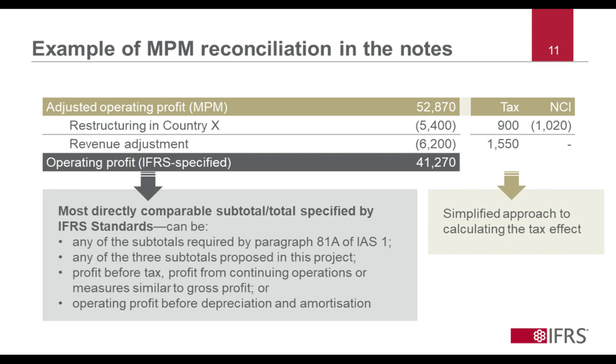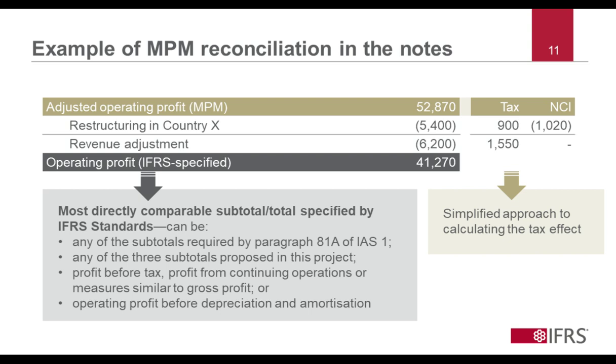Now, this method would provide users with a reasonable estimate of the income tax effect, making it clear when the tax effect of an adjustment is materially different to the effect that would be calculated applying the entity's effective tax rate. This is an approach similar to the approach for determining the income tax effect on items of other comprehensive income in IAS 12.